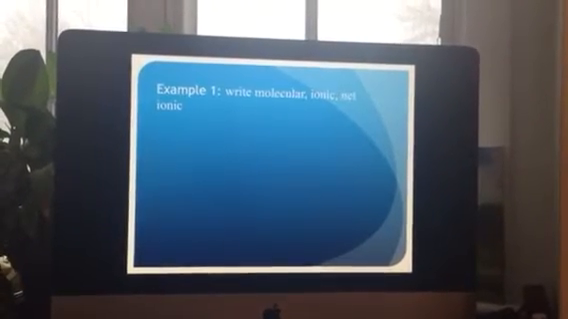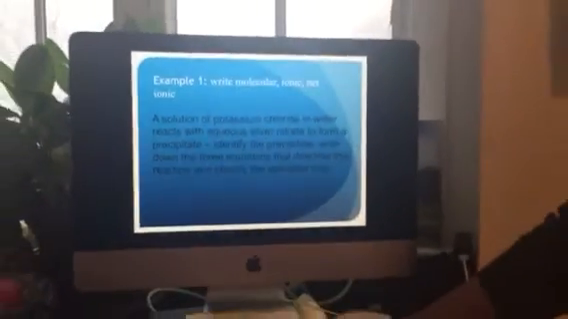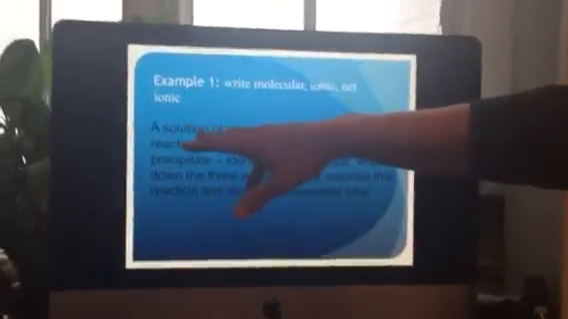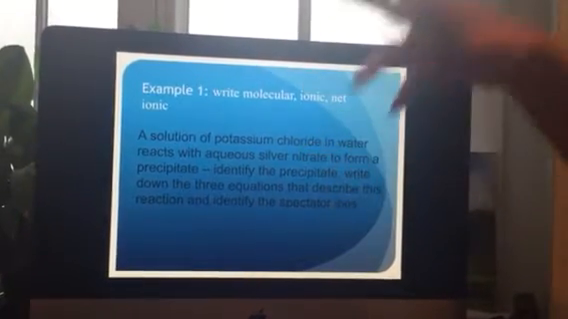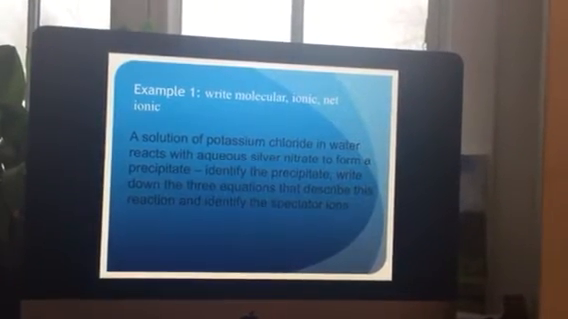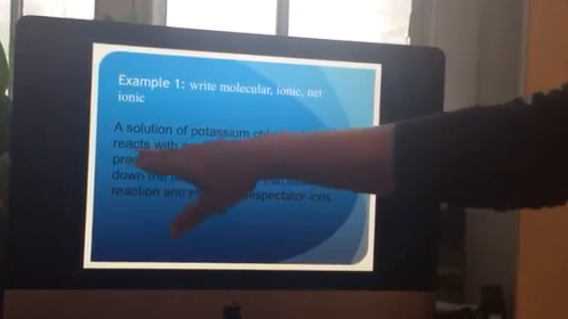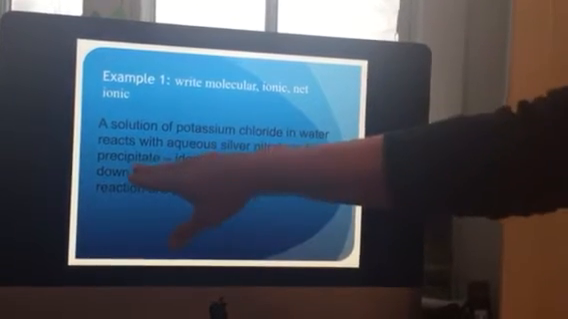All right, so we're going to get Katie involved in helping us out with this example. Before you go anywhere, let's talk about what we're going to do. We're going to look at our example: a solution of potassium chloride. We have to remember how to write ionic compounds. In water means it's aqueous. It reacts with aqueous silver nitrate to form a precipitate.